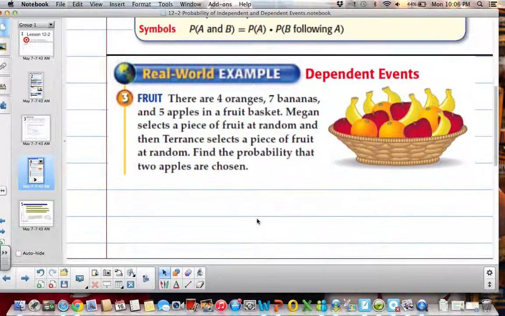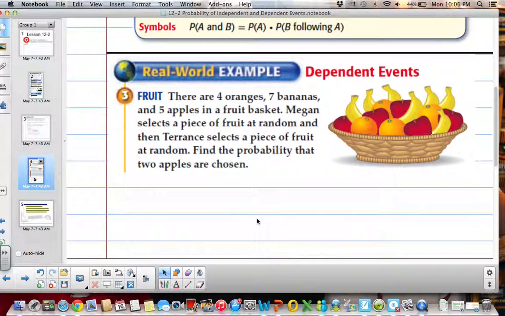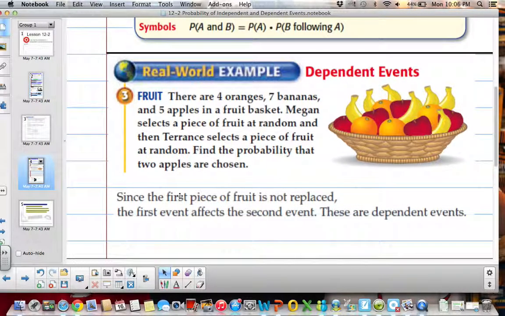Here's an example. There are 4 oranges, 7 bananas, and 5 apples in a fruit basket. Megan selects a piece of fruit at random, and then Terrence selects a piece of fruit at random. Find the probability that 2 apples are chosen. Okay, so we're talking about someone taking a piece of fruit out. So Megan is taking a piece of fruit out and she's not replacing it. So the first event affects the second event, because not only will there be less fruit, but there will be less of the fruit that Megan picks. So that's why they are dependent.